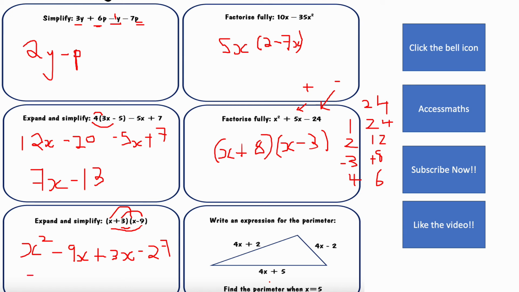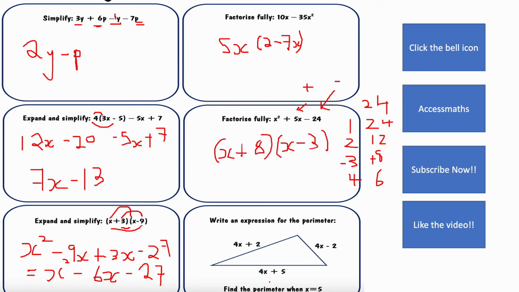So 1 mark for expanding and then 1 mark for simplifying by collecting your like terms. Okay, so I get x squared minus 9x plus 3x equals minus 6x, if I simplify that, and then minus 27, and that's me expanding that double bracket. So that will always be worth 2 marks on an exam paper, and this conversely would also be worth 2 marks.